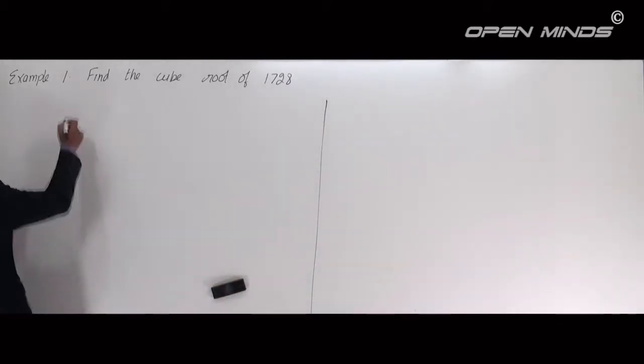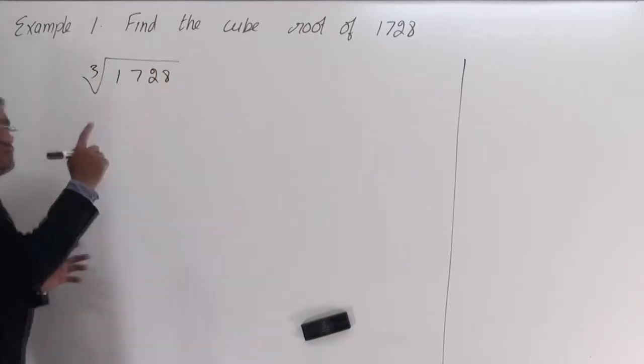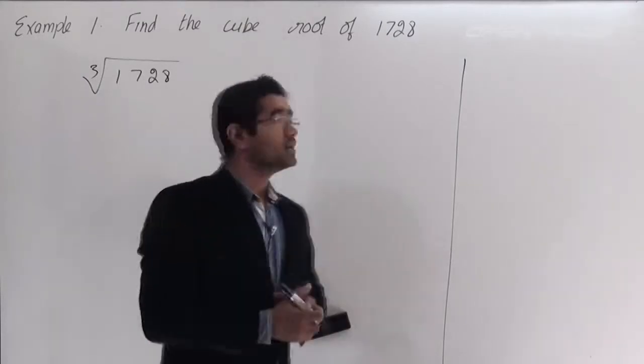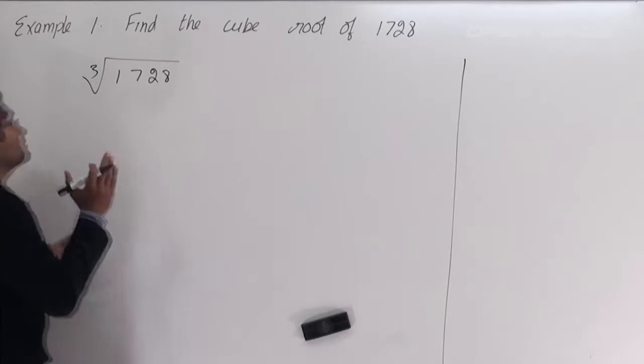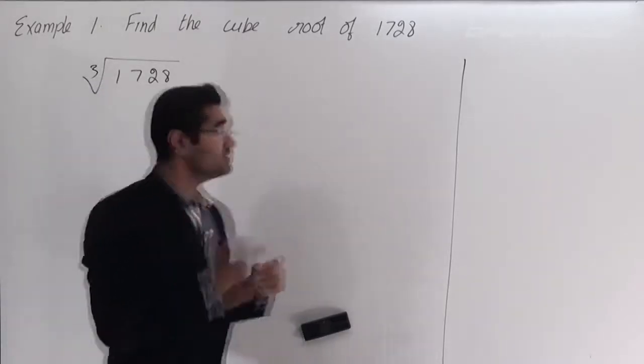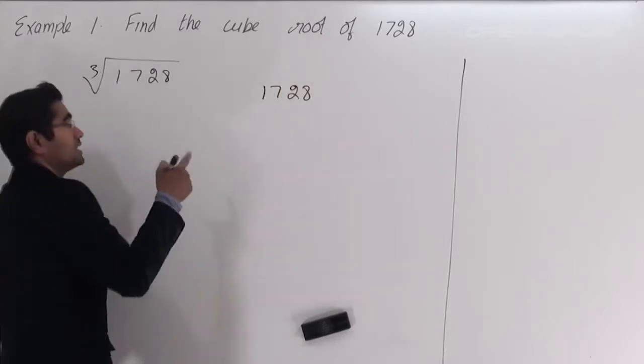Let's take this number, 1728. Now let us go with the first method, the way it is taught in your books. What I do is I try to check whether this number is divisible by 9 or not, and why is that? We'll discuss that. So let's see, 1728, how will I check whether it can be divisible by 9?